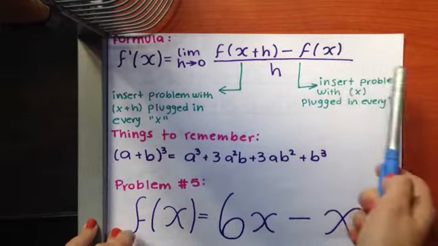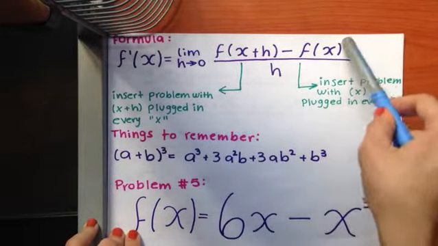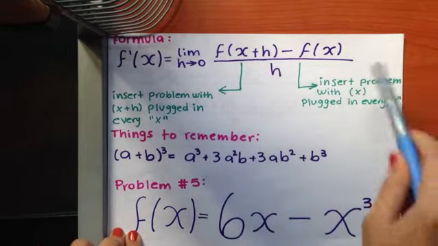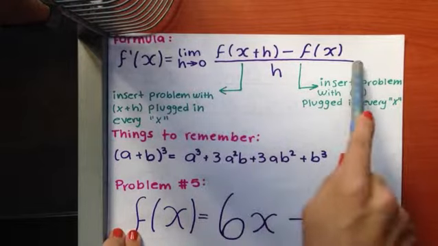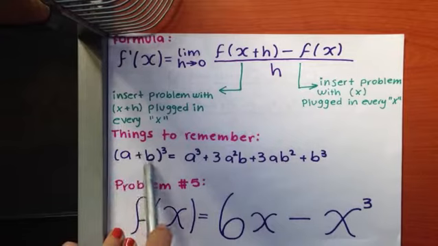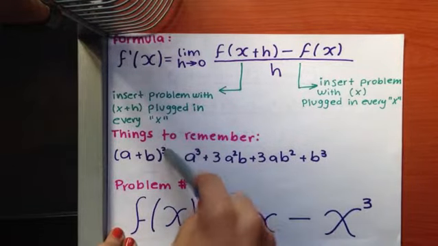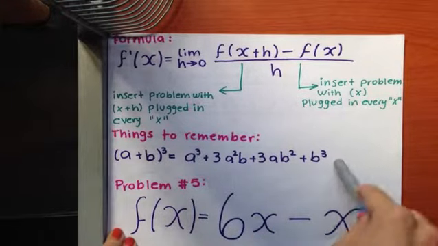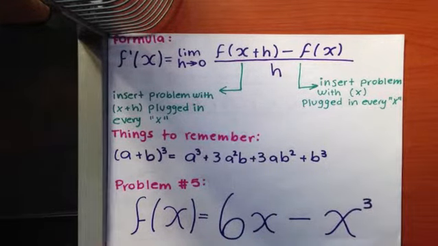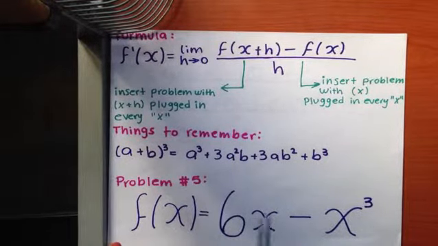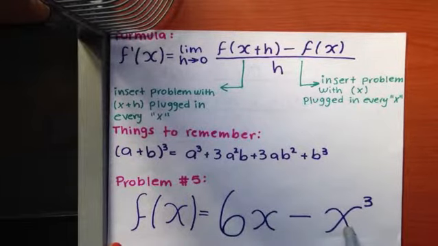I mean, you have to plug in all the problem again, but instead of plugging in x plus h, you have to just plug in the x, and then you divide it all by h. Things you have to remember is that when a plus b is elevated to the third power, meaning a cubic, you have to plug in this result. My problem is problem number 5, which is f of x equals 6x minus x elevated to the third power.